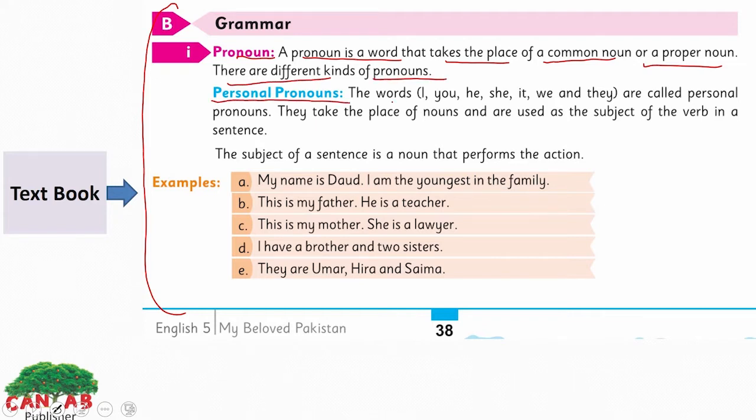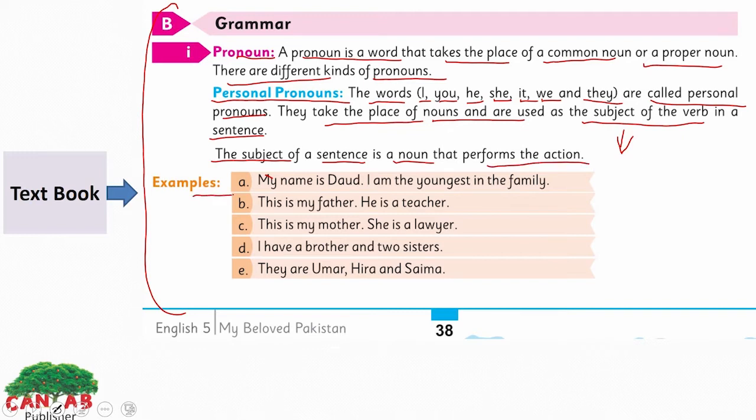Personal pronouns. The words I, you, he, she, it, we and they are called personal pronouns. They take the place of nouns and are used as the subject of the verb in a sentence. Pronoun किसकी जगह लेता है? Subject की. Subject is the doer of the action, the main thing of the action in a sentence. The subject of a sentence is a noun that performs the action.